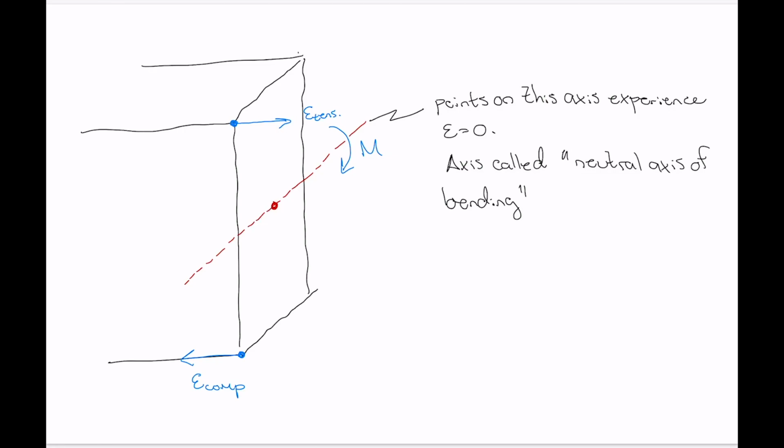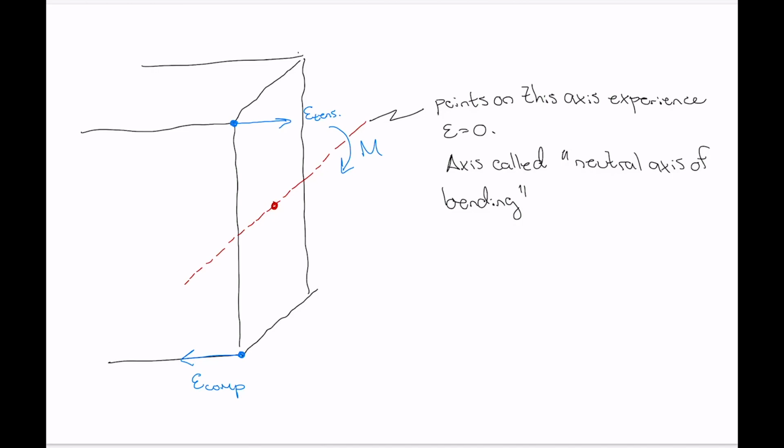And the neutral axis of bending, the axis that experiences 0 strain, is always the axis that passes through the centroid of the cross section. So you can have axes that pass through the centroid in multiple different orientations. For example, we could have a vertical centroidal axis. But in this example, we've got an internal moment that's acting around the horizontal centroidal axis. So that's the one that we're concerned with. So no strain along the neutral axis of bending, which corresponds to the centroidal axis, which is the axis that the internal moment acts about.